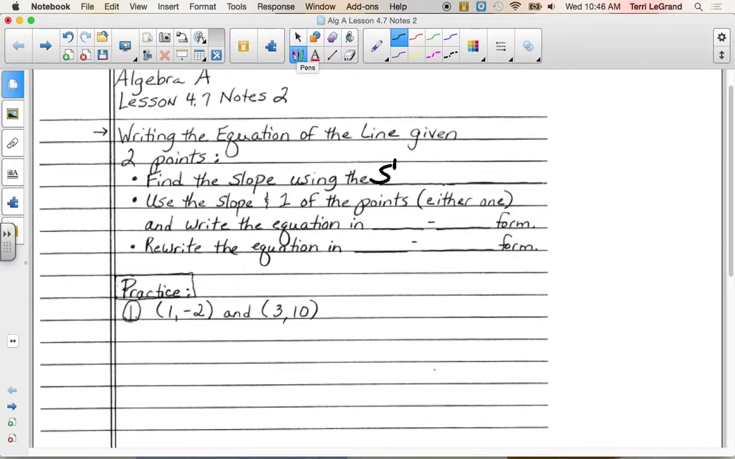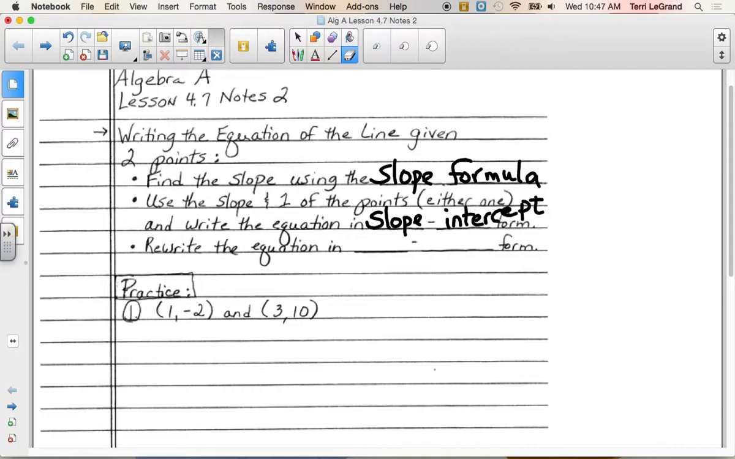Okay. So slope formula, put that back. And this one, slope-intercept form. I just didn't give myself enough room because I write so big. Point slope form is the next one. And then rewrite the equation. Oh, that's my problem. This isn't slope-intercept form. Erase. Erase with me. Sorry. I know. It's a big sigh. Use the slope and one of the points and write it in point slope form.